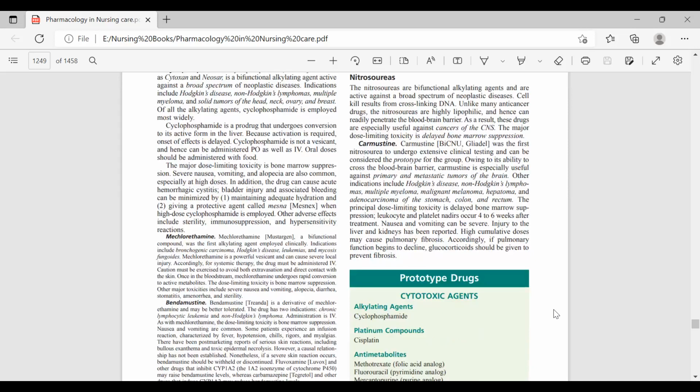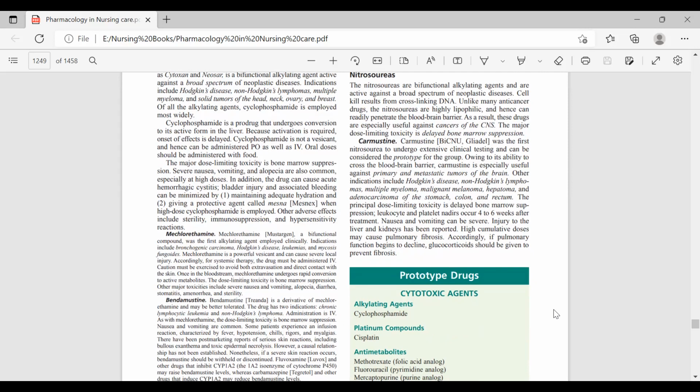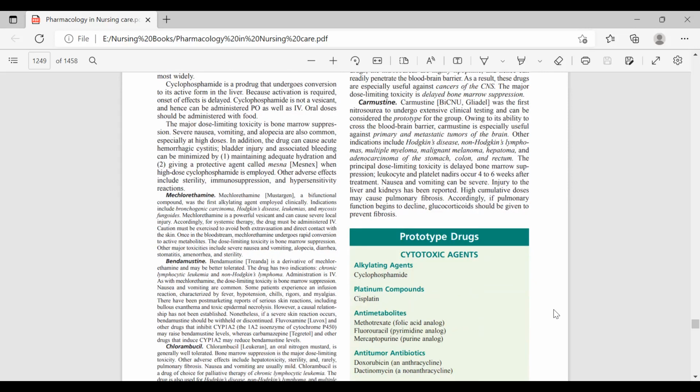Cyclophosphamide is a prodrug that undergoes conversion to its active form in the liver. So, for its activation, it must pass through the liver, and this activation is required. Onset of effect is delayed. It is not a vesicant and can be administered orally as well as IV. Oral doses should be administered with food. Dose limiting toxicity is bone marrow suppression; severe nausea, vomiting, and alopecia are common, and it can also cause acute hemorrhagic cystitis, that is bladder injury with associated bleeding, which can be minimized.